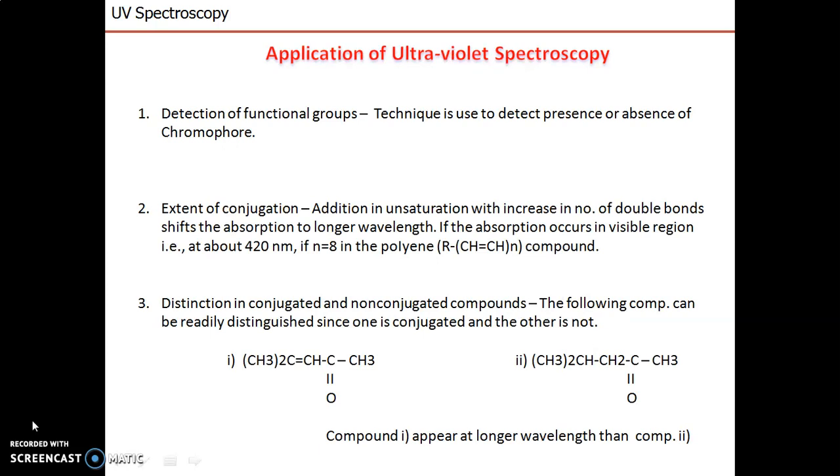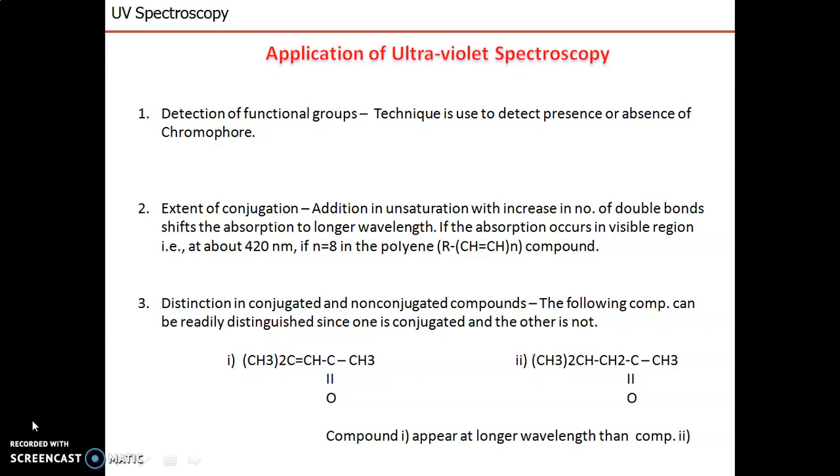Next we are going to see in detail the applications of UV visible spectroscopy. So first is the detection of functional groups. Not exactly like IR can we define the functional groups by UV, but this technique is helpful for detection of a particular chromophore, or we can guess the presence of that type of functional group according to the wavelength of absorption of the compound.